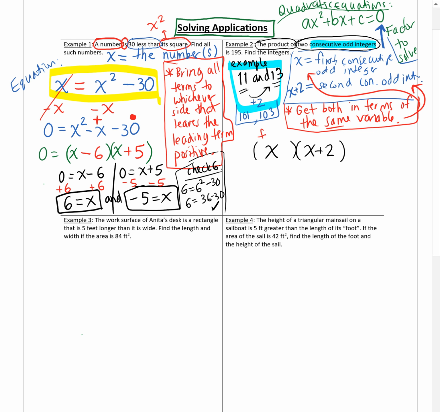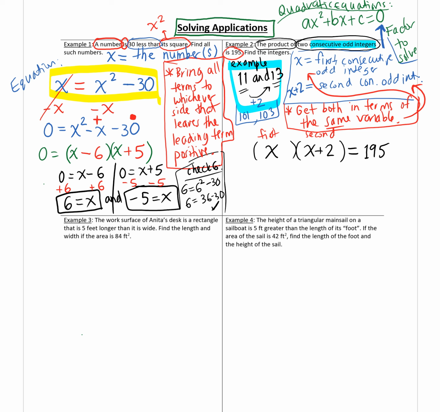The first guy times the second guy. The product of those guys, and then what? Is 195. So remember, "is" is code word for equals. And then after equals, I guess 195. I don't know what else to do with that. There it is. So the product of the first and the second is equal to 195. And this is now something we can solve.